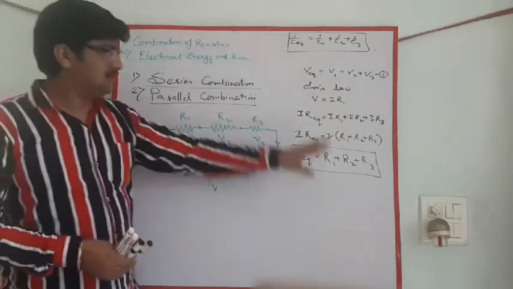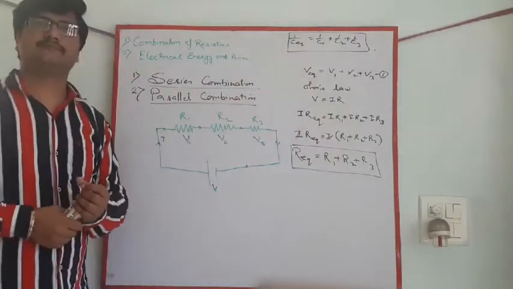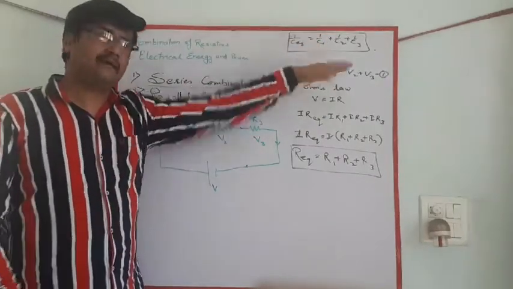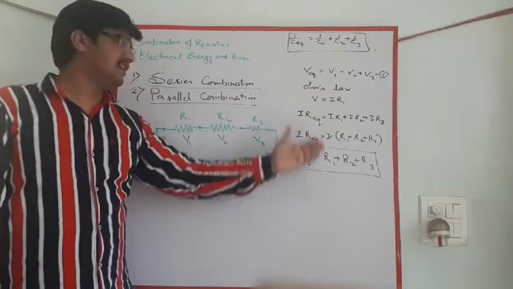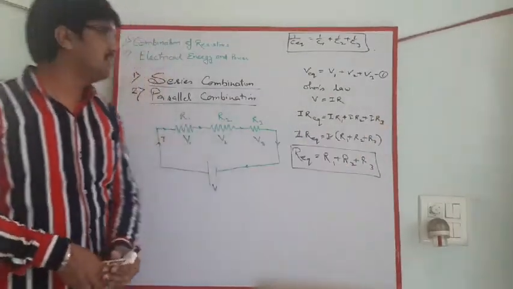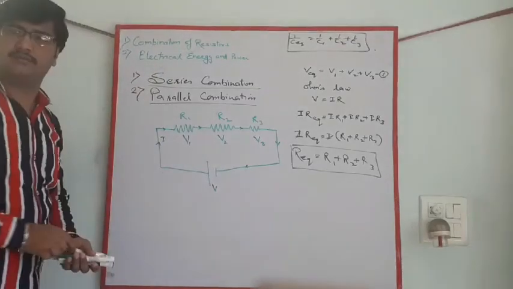So which is just opposite. In series, capacitors were getting reciprocally added, and resistances in series get algebraically added up directly. So come to the parallel combination.